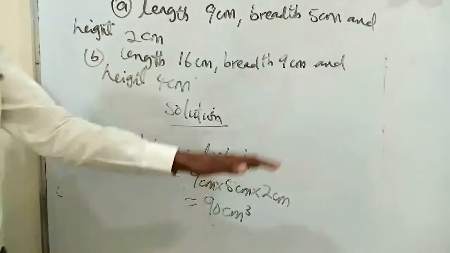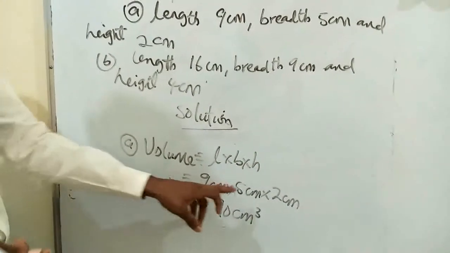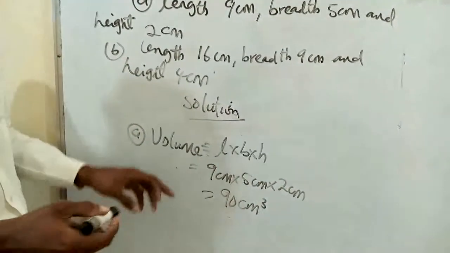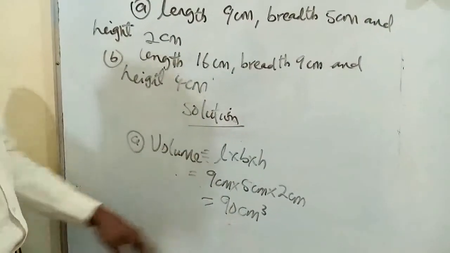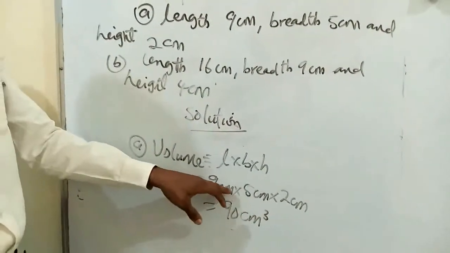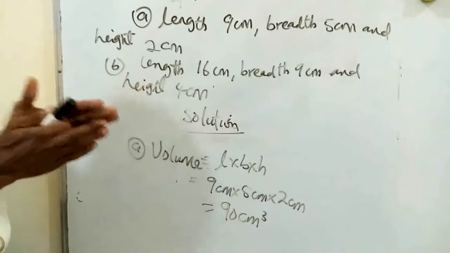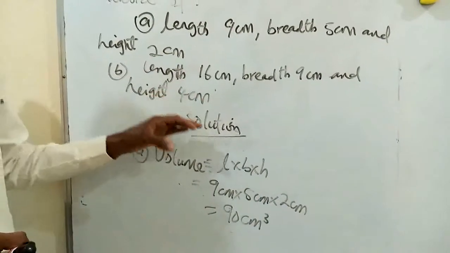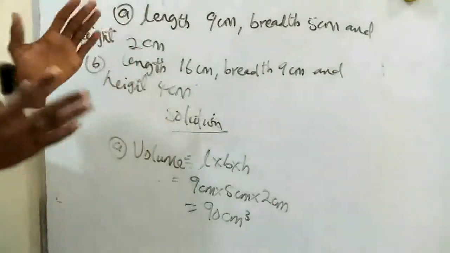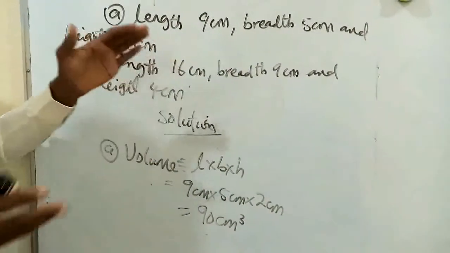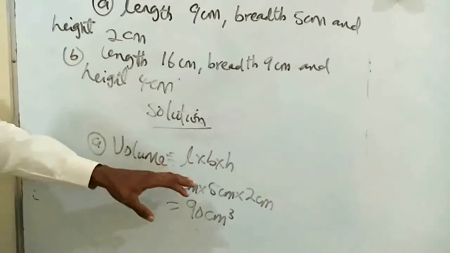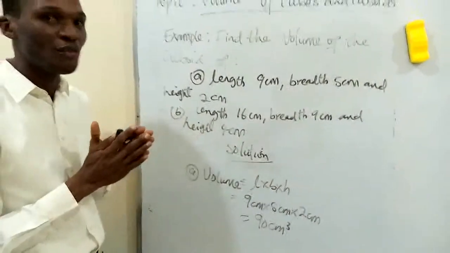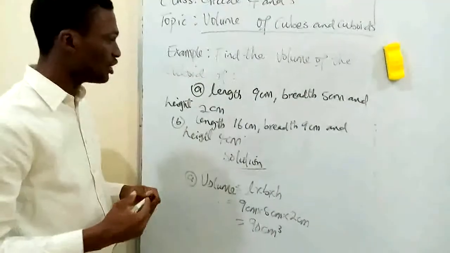What we do is multiply through. 9 times 5 is 45. 45 times 2, we have 90. Now, for volume, it's always in cm cube when we have our size in cm. If our sizes are in meters, our volume will be meter cube. If we have our size in inches, kilometers, millimeters, or any other unit at all, we have cube attached to it whenever we are solving for volume of that shape.